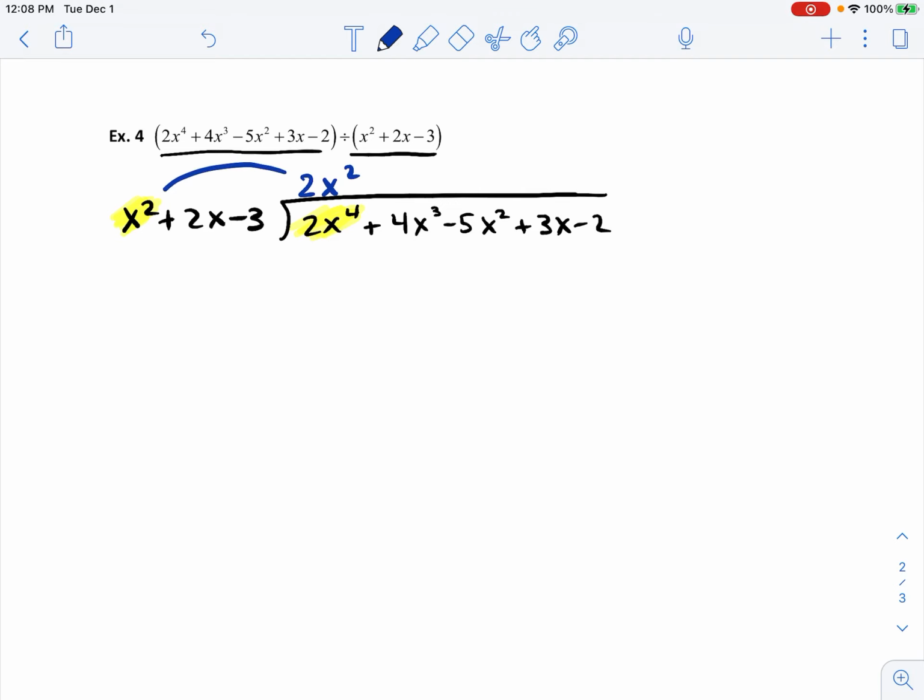So 2x squared times x squared, that's 2x to the 4th. 2x squared times 2x is 4x cubed. Interesting. 2x squared times negative 3 is negative 6x squared, right? Okay, now I'm going to do the same thing. I'm going to draw the line, and then I'm going to change all the signs, okay?